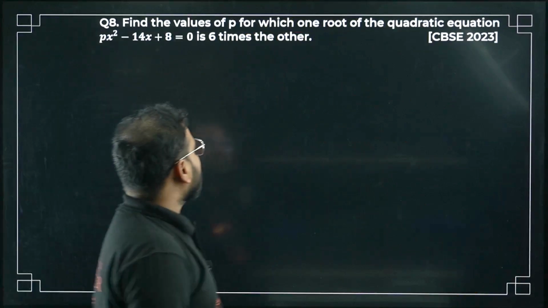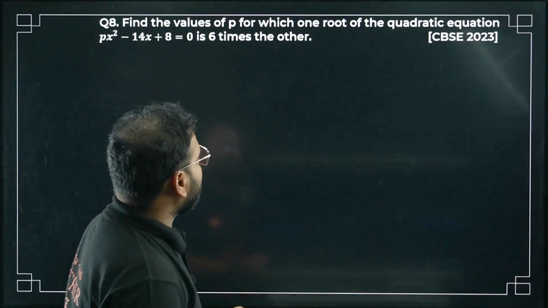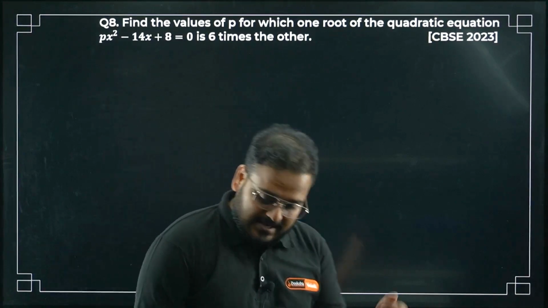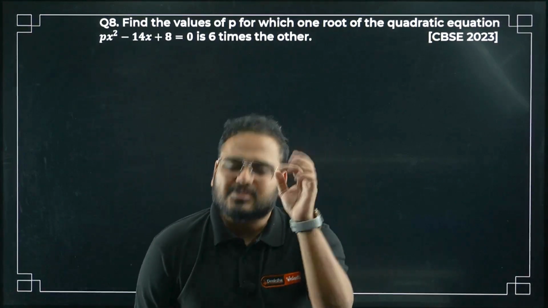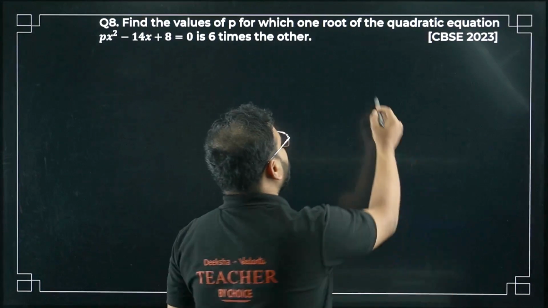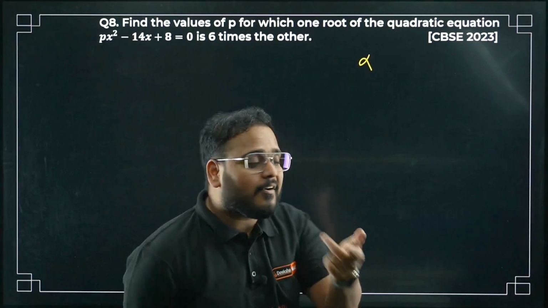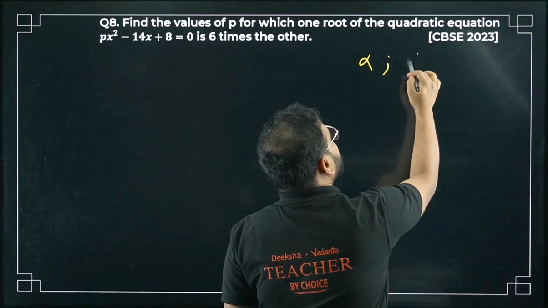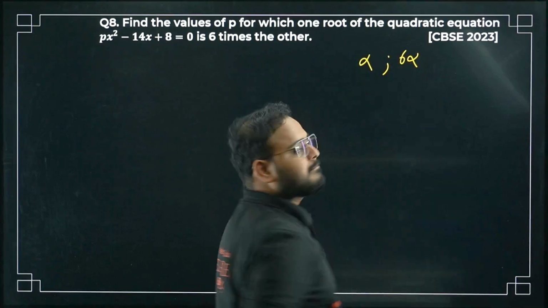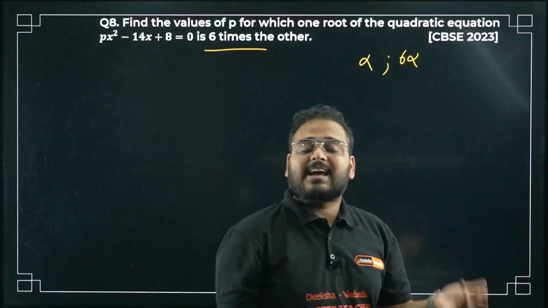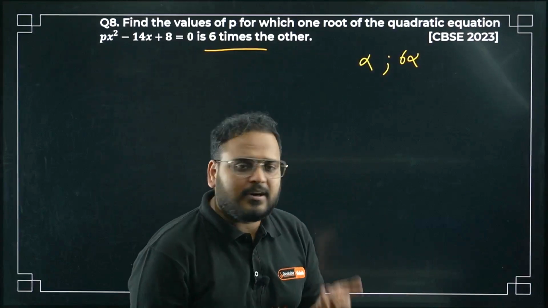Find the values of p for which one root of the quadratic equation is 6 times the other. Basically, if the first root is alpha, what's the second root? It's 6 alpha. That's what it means: 6 times the other. First is alpha, second root is 6 alpha. Is it difficult? Of course not.